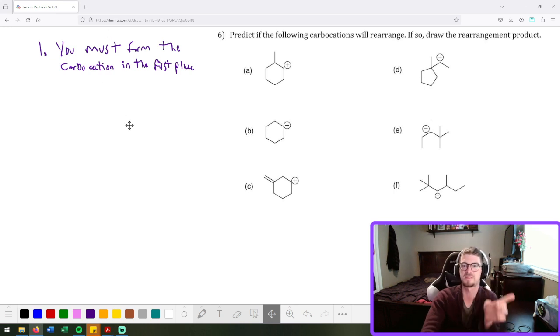So this is to say, when we're assessing if we can do a carbocation rearrangement, we have to be able to form a carbocation in the first place. Primary carbons cannot form carbocations.